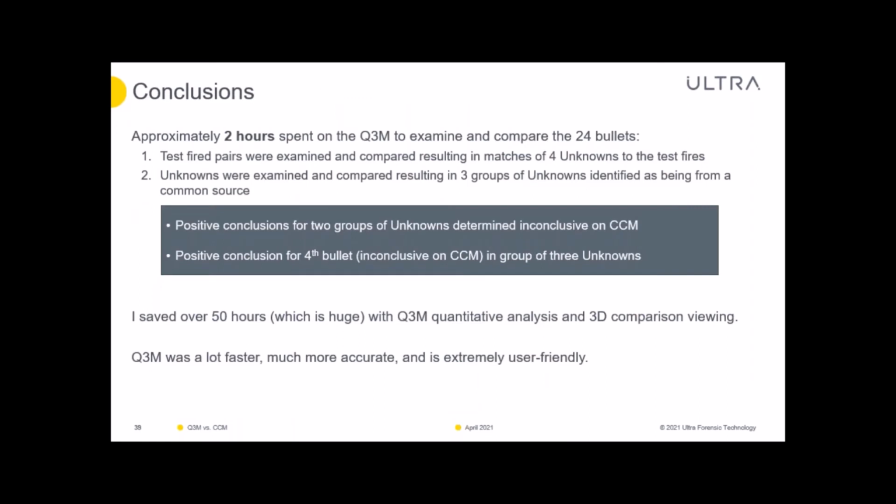I spent approximately 2 hours on the quantum 3D microscope to examine the 24 bullets. Test fire pairs were examined and compared, resulting in matches of 4 unknowns to the test fires. The unknowns were examined and compared, resulting in 3 groups of unknowns as being fired from a common source.